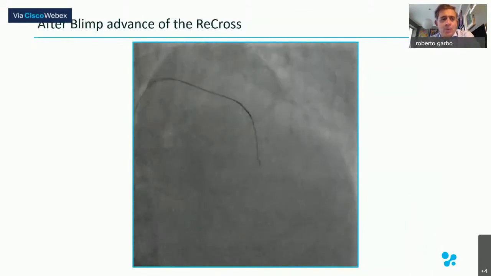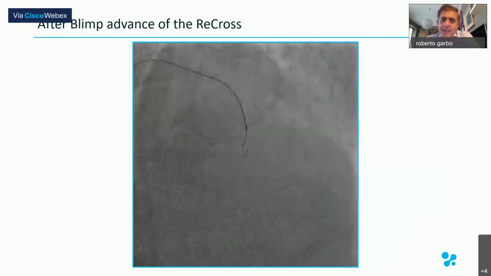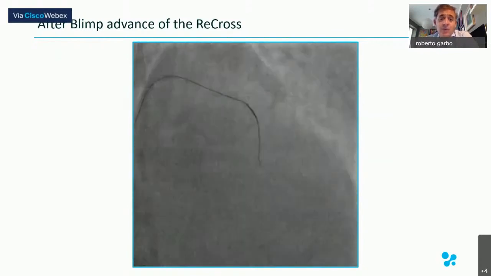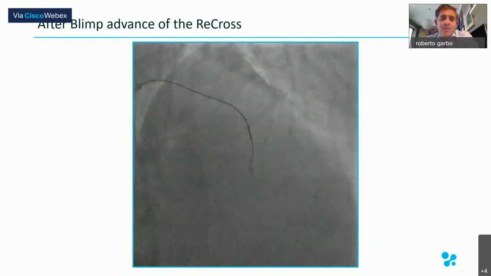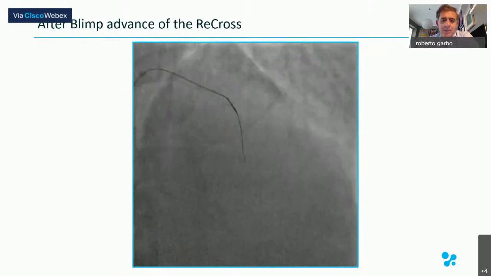And then I was able to advance the Recross. So we are in step 1. You can see the previous slide that Gabriele explained. We have a sort of subintimal entry with the first wire, you can see here, but it was a Gaia 3rd. And we have the Recross that, after the Blimp, was able to advance. So we have a Recross in the subintimal space.